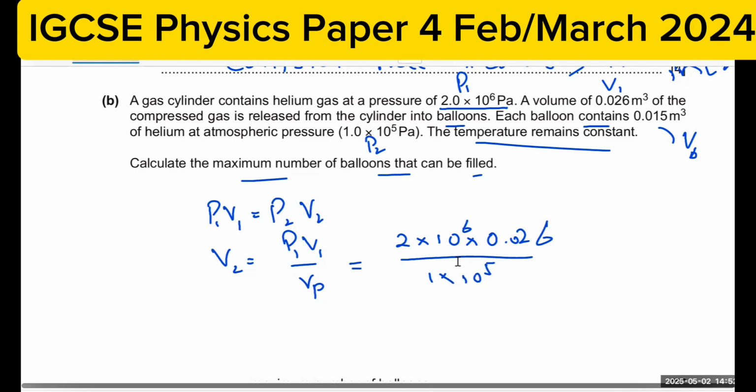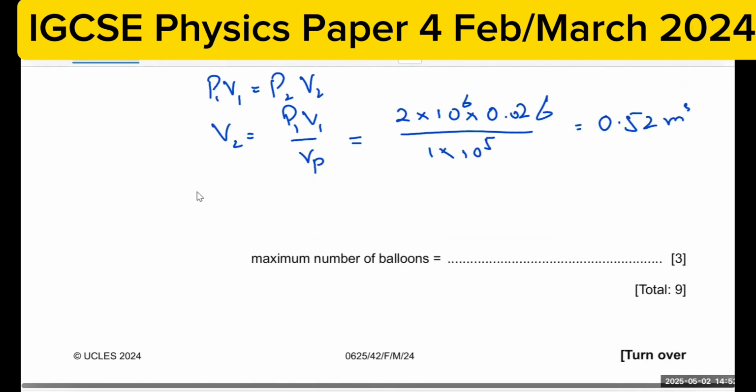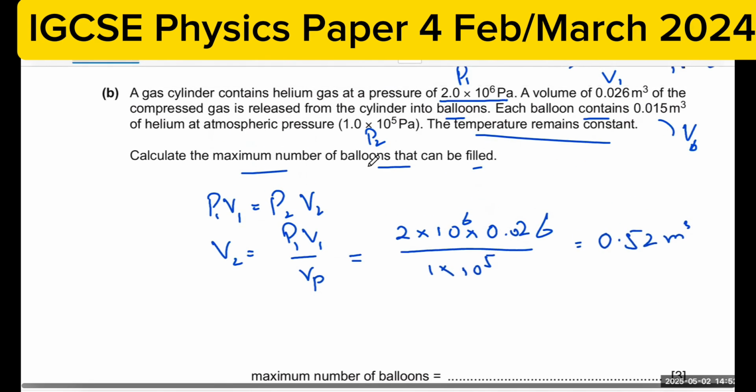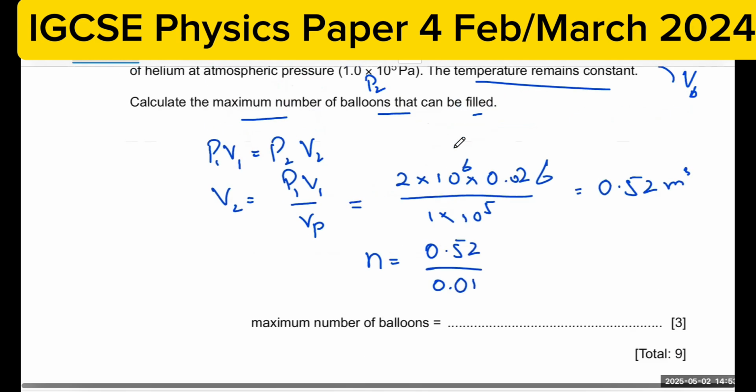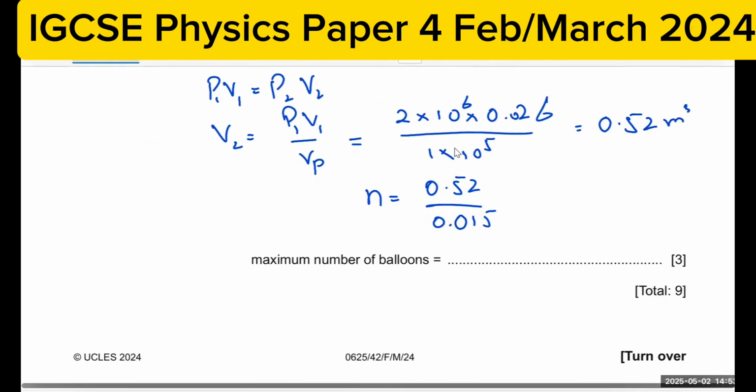By calculating the volume, we will get the answer that is V2. V2 will be equal to 0.52 cubic meter. So what we'll do, we'll find the number of the balloons. So total volume is 0.52. The volume of each balloon is 0.0015. So the number of balloons will be equal to total volume divided by the volume of the one balloon, 0.015. So by using calculator we'll get 34.